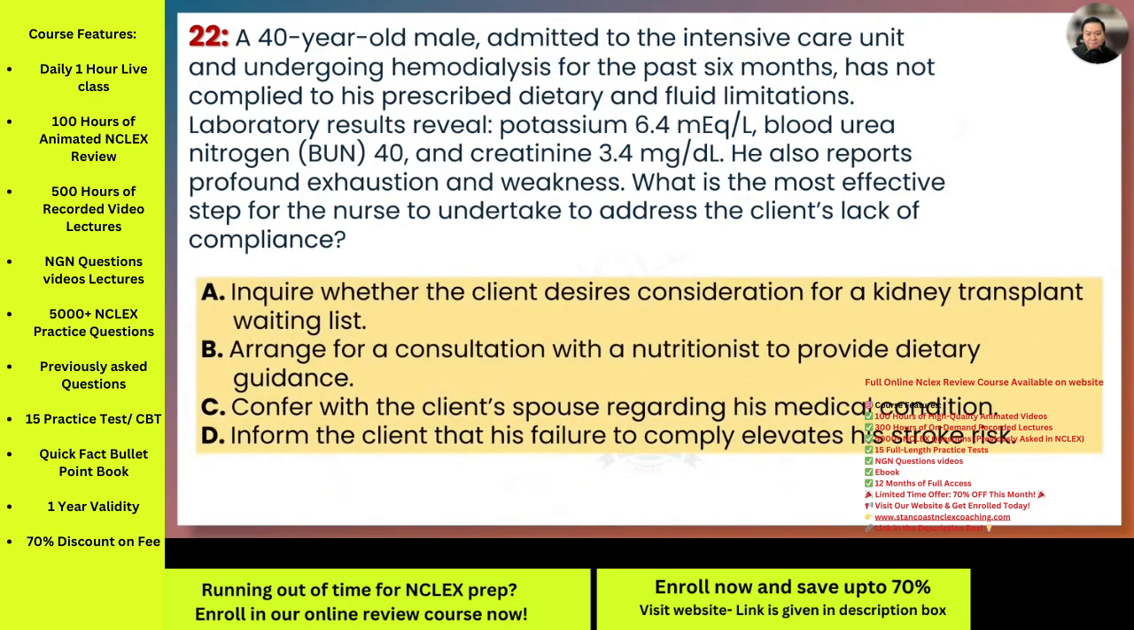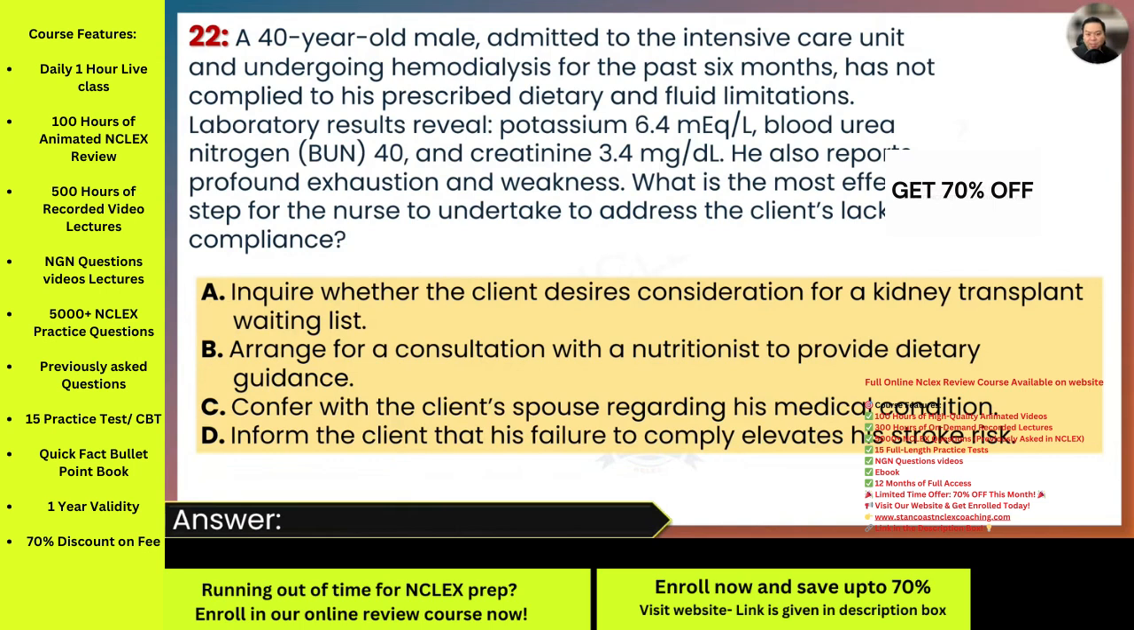Options: A. Inquire whether the client desires consideration for a kidney transplant waiting list. B. Arrange for a consultation with a nutritionist to provide dietary guidance. C. Confer with the client's spouse regarding his medical condition. D. Inform the client that his failure to comply elevates his stroke risk. The answer is letter B. Well, why is this correct?